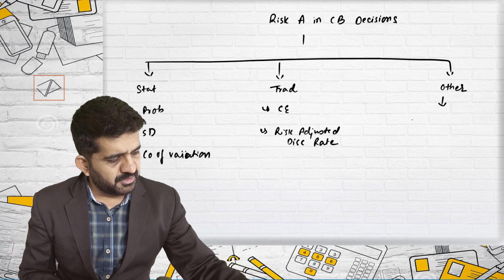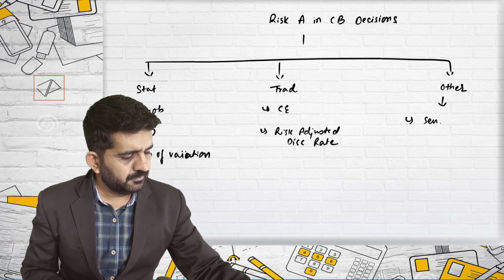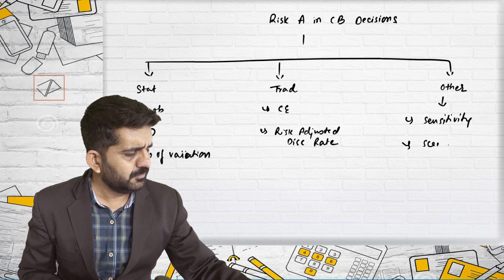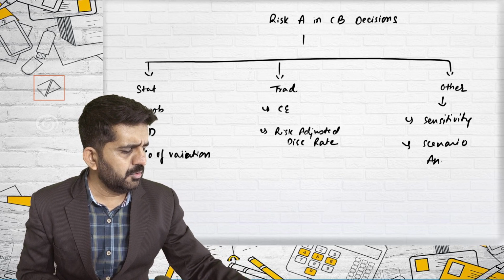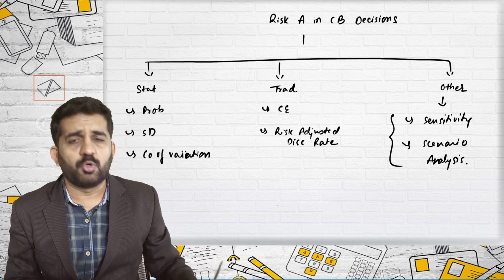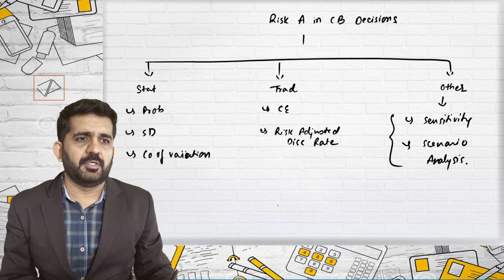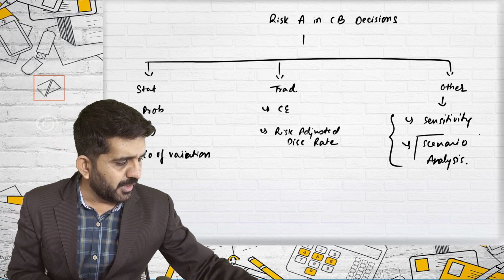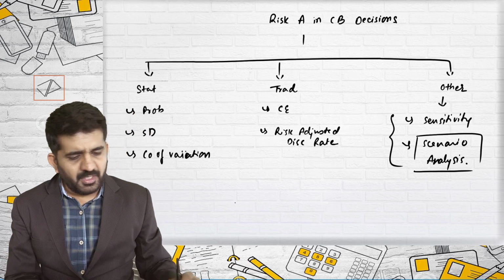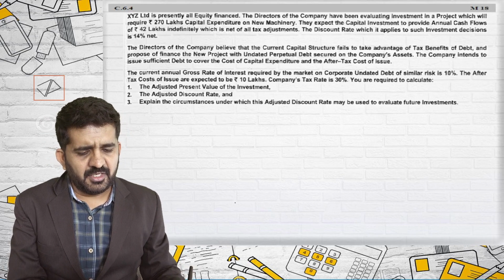And as far as others are concerned, it is sensitivity analysis and scenario analysis. This will be taking overall consideration. Normally in scenario analysis, cash flows are adjusted as far as risk is concerned. We are going to solve some of the questions of risk analysis in capital budgeting. We are starting with C6.3.